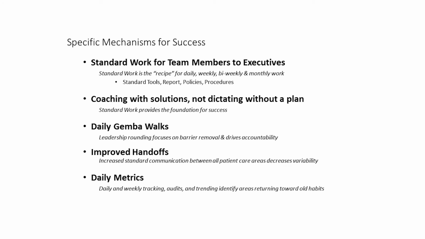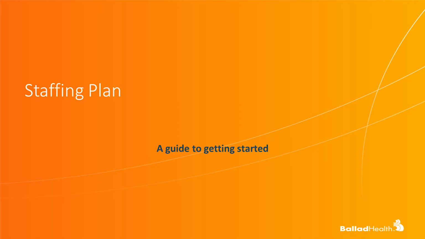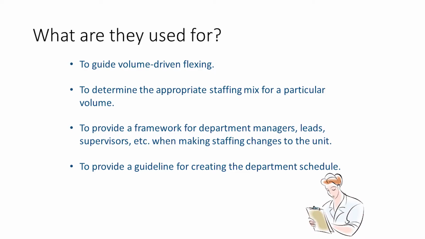And so there's specific mechanisms for success, and everyone has standard work expectations from labor. And then coaching, going out and doing Gemba walks and leadership rounding in the units with the team members, and then having effective handoff communication, and then tracking metrics on a daily basis to make sure that the process improvements that you're putting in place are having an impact. So a great way that gets started, and sort of the baseline for looking at labor, is staffing plans.